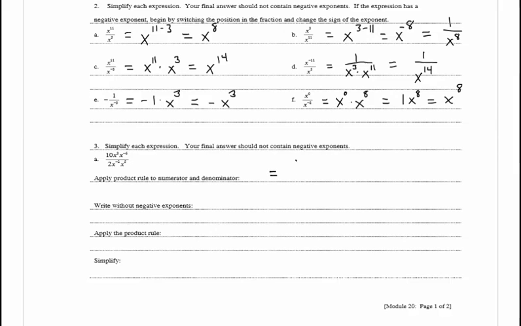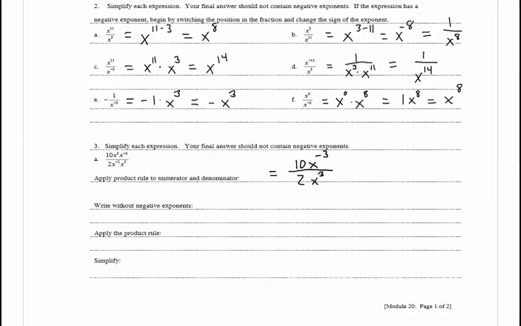So this is going to be equal to 10. And we have x cubed times x to the negative 6 gives us x to the negative 3. And in the denominator, we have 2, and we have x to the negative 2 times x to the 5th, and that's x to the 3rd.